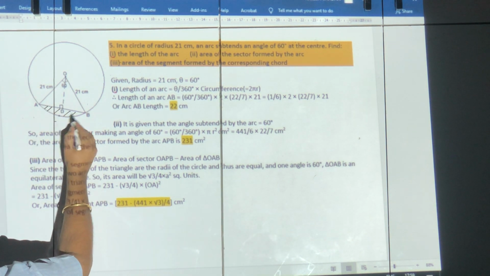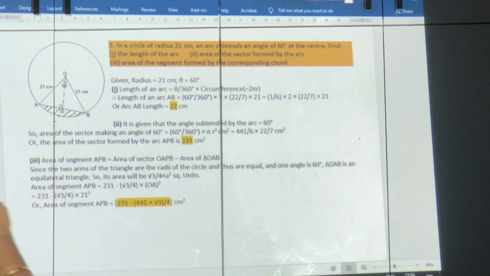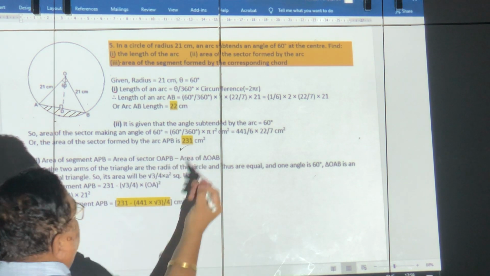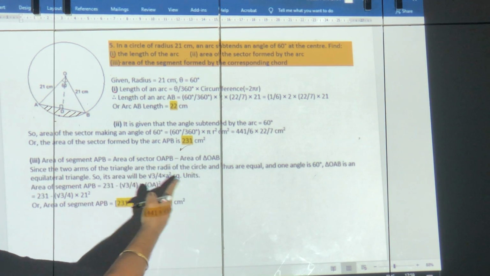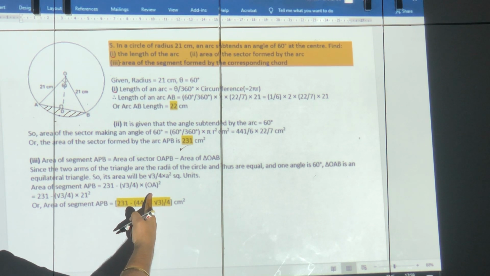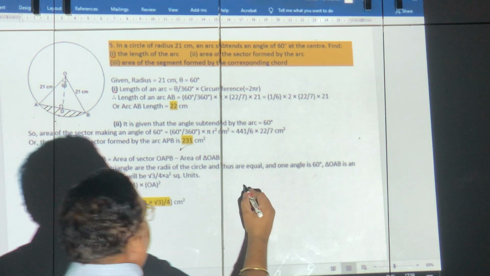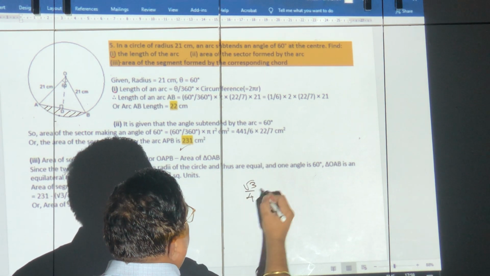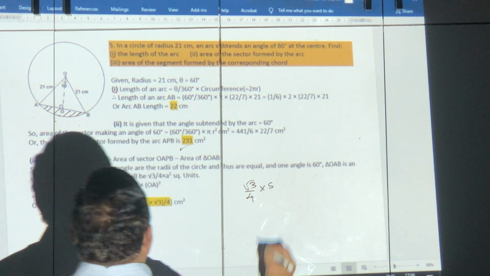I don't want everything, I only want this. I remind you again, my friends, sector minus triangle will give you the slice. Sector we have already found out. Triangle we will find out. Triangle, my friends, root 3 upon 4 into the side. I remind you, for equilateral triangle, into side square.